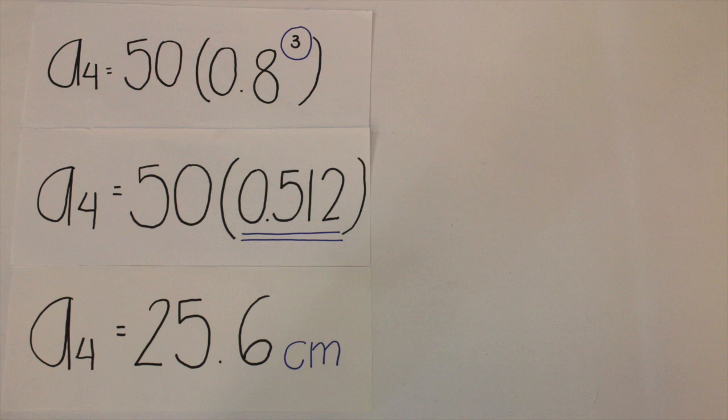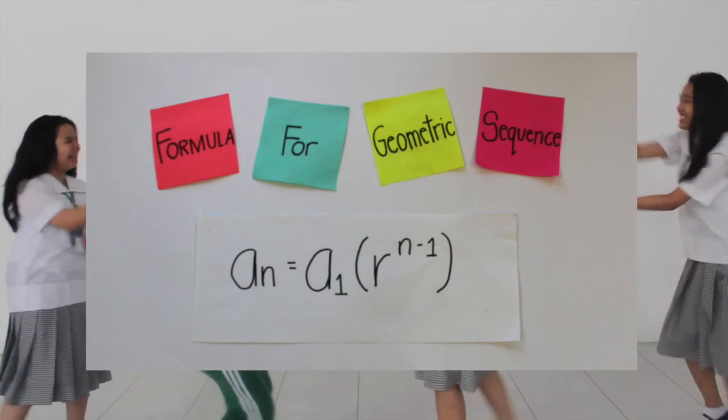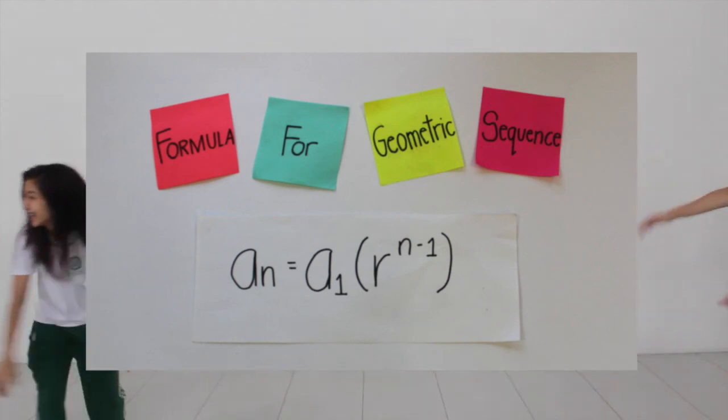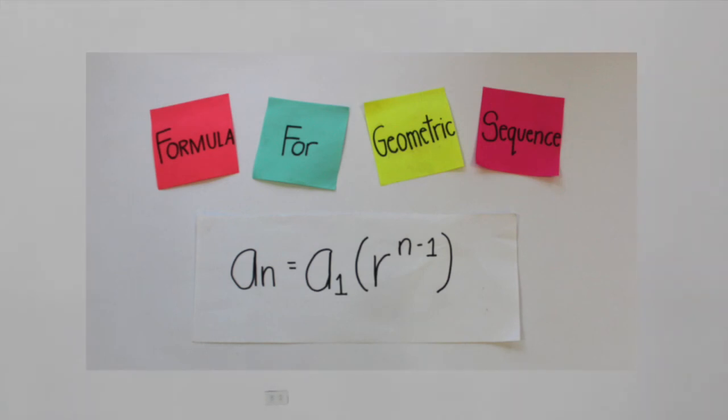And that is all. To easily remember the formula, remember this. Geometric sequence go! a sub n equals a sub 1 multiplied by r raised to n minus 1.